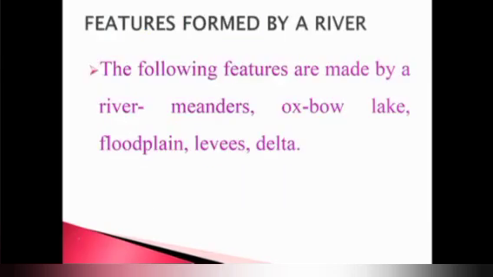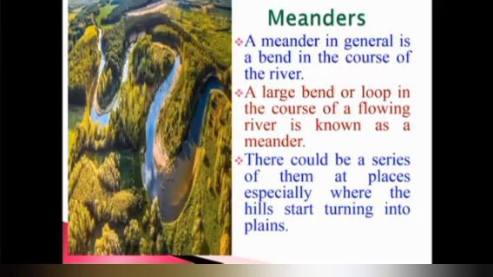Now, we are going to see features formed by a river. The following features are made by a river. The first one is meanders. Then we have oxbow lake. Then we have floodplain, levees, delta. Students, first let's see about meanders.